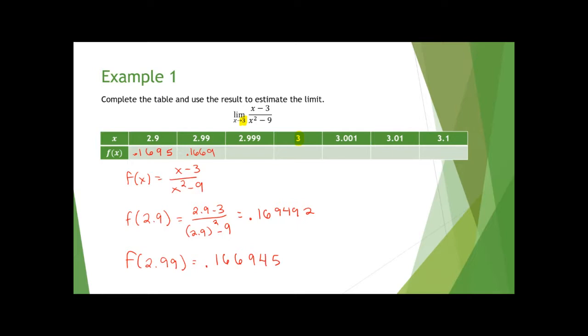And so then you do it with 2.999. So I'm going to just fill these in. That's 0.1667 when I'm rounding that appropriately. And then I plug in 3, and you get undefined. And so there's no value at 3.